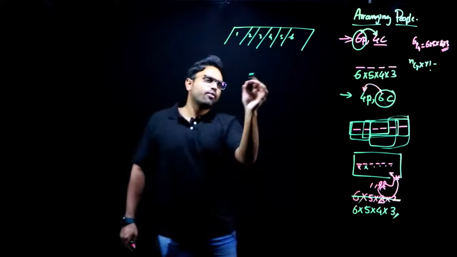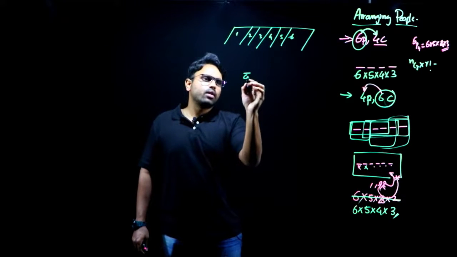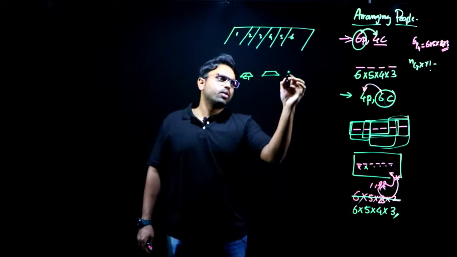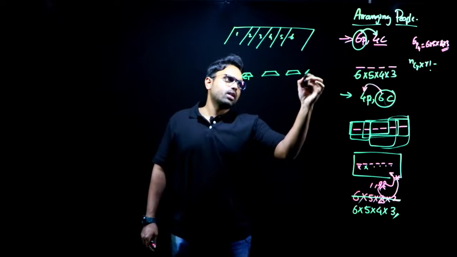When there are 4 cars here, I'll call this car 1, this car 2, this is car 3, and this is car 4.